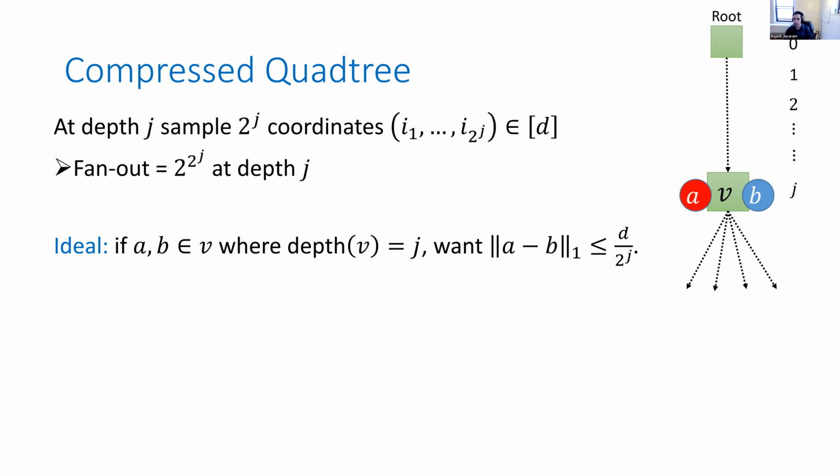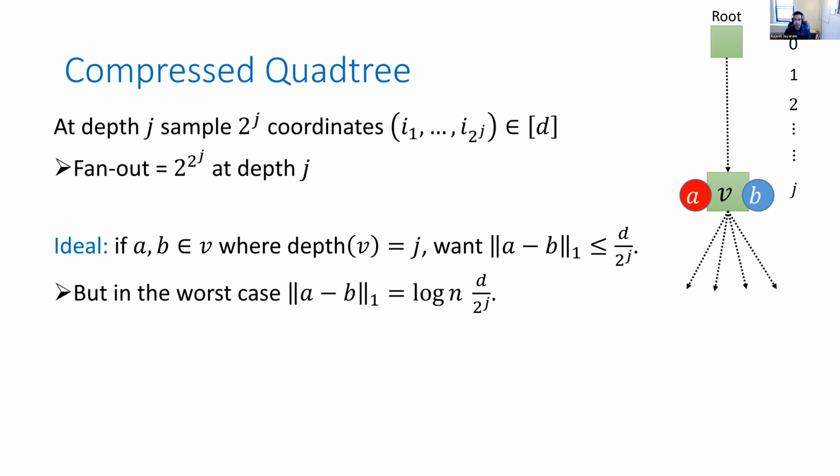So if A and B had more than d over 2 to the j coordinates which are different, we should have split them up by this point. So this is sort of the ideal, but as you can imagine, this is not always going to be the case. In fact, in the worst case, we can have 2 points A and B which are in the same vertex at depth j, but their distance is log n times d over 2 to the j. It's a log n factor larger than what we would like.